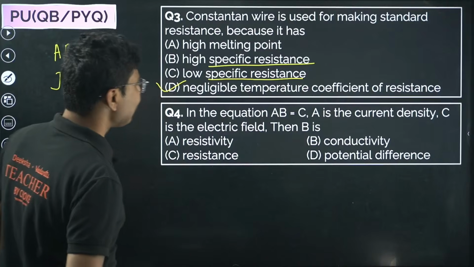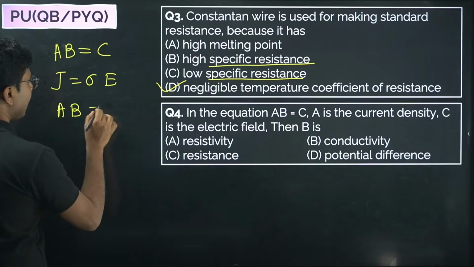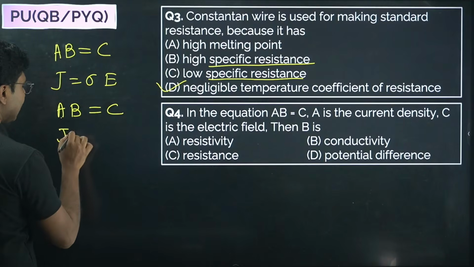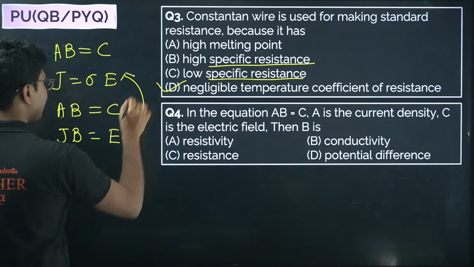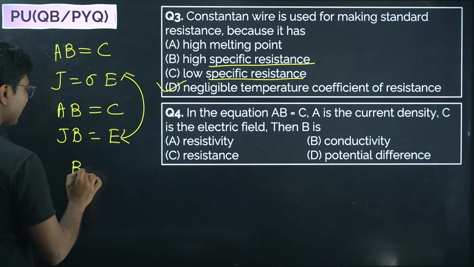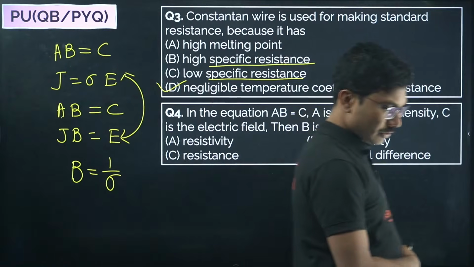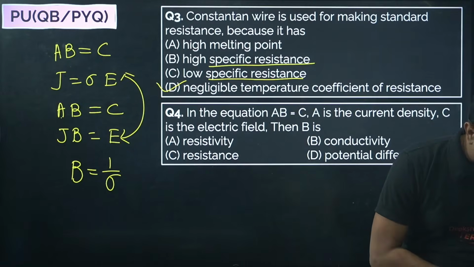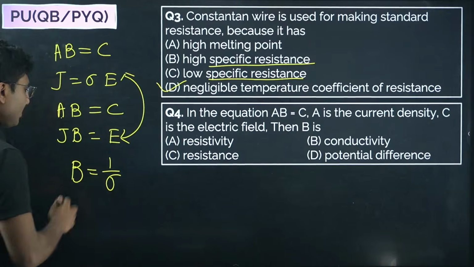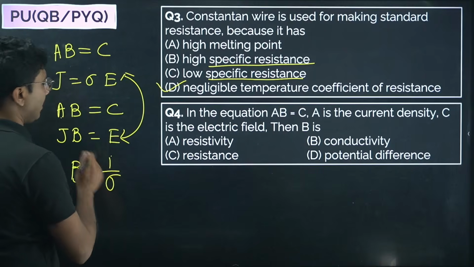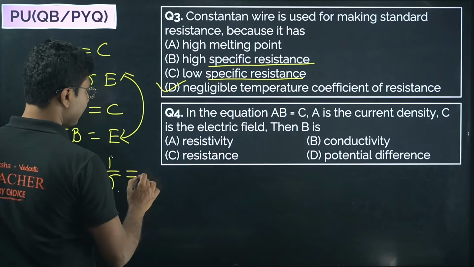So here A is current density, B is unknown, C is electric field. The equation is given AB equals to C. If you compare these two equations, you will see that B equals to 1 by sigma, or 1 by conductivity. So G Sod is answering B. Okay, let me see. So B is equal to 1 by sigma, so it is 1 upon conductivity. 1 upon conductivity is nothing but resistivity.